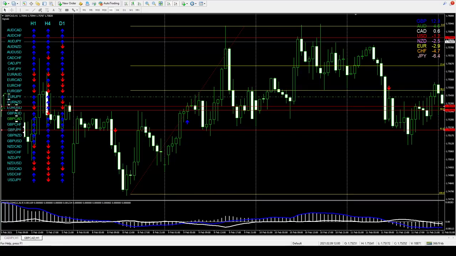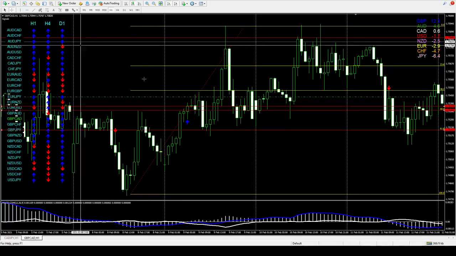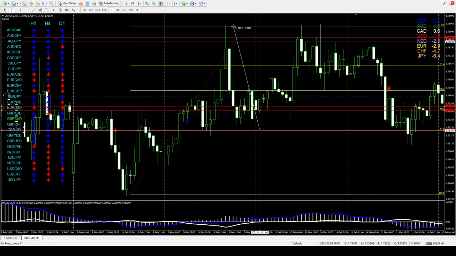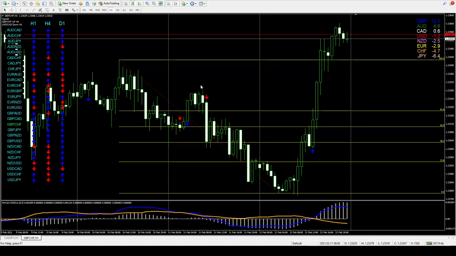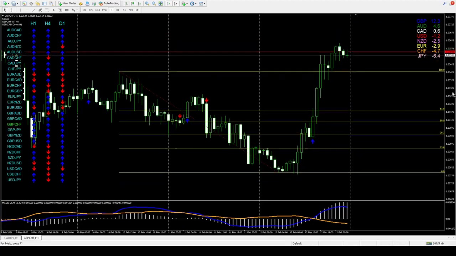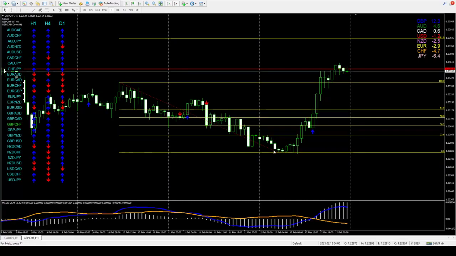So this is around 71.9 pips take profit at 61.8 Fibonacci. I hope you guys still manage to follow me. So for GBP CHF, let's check GBP CHF. Let me clean my chart first.